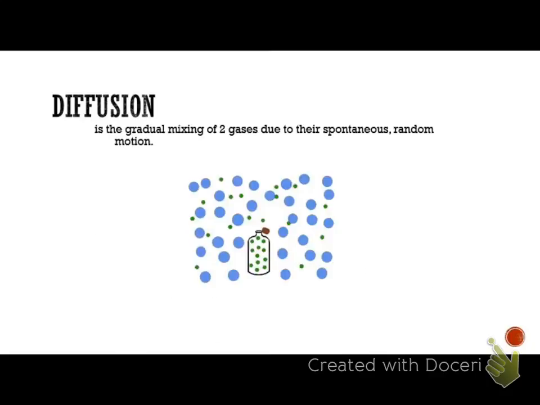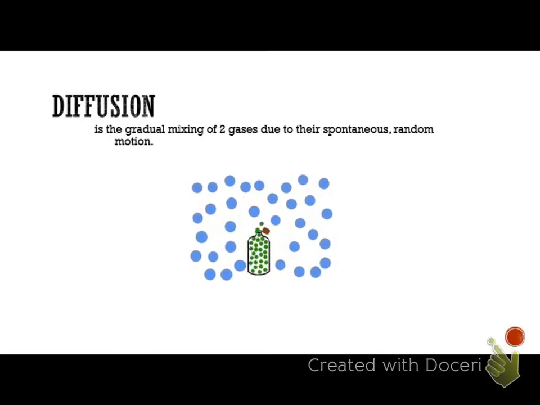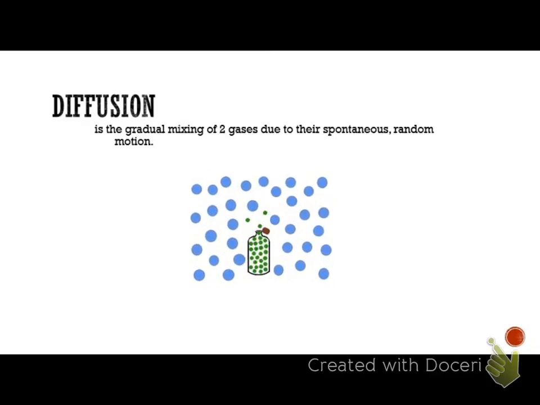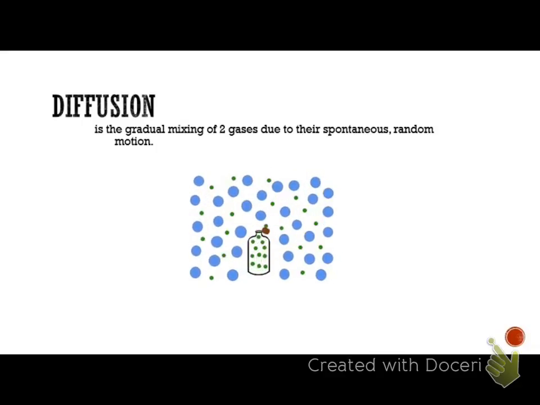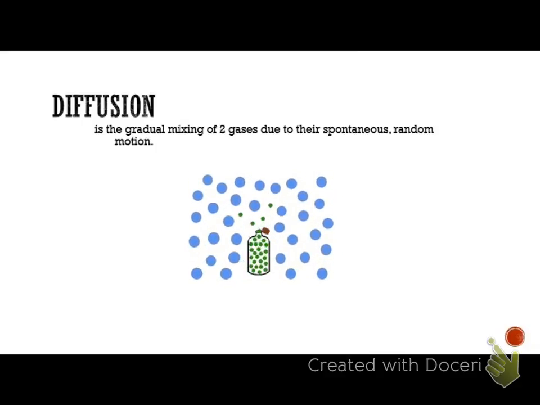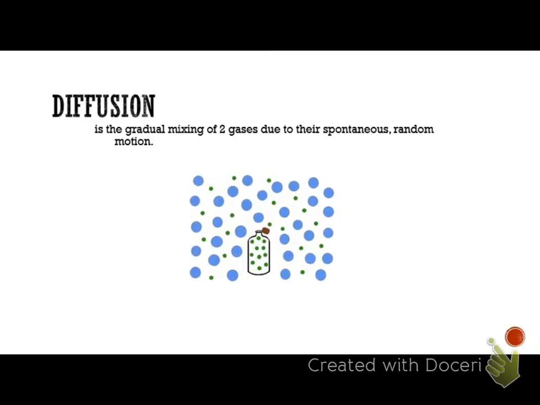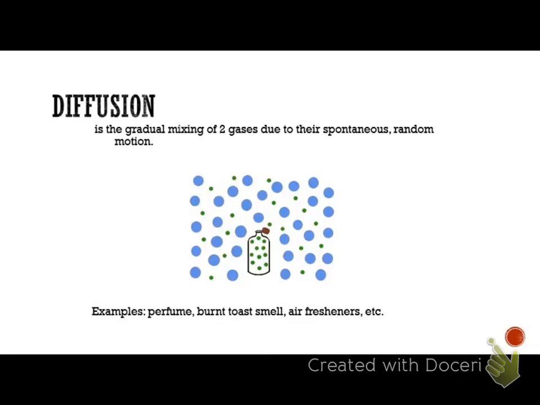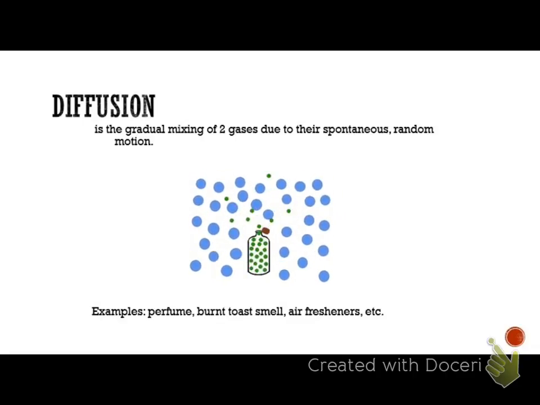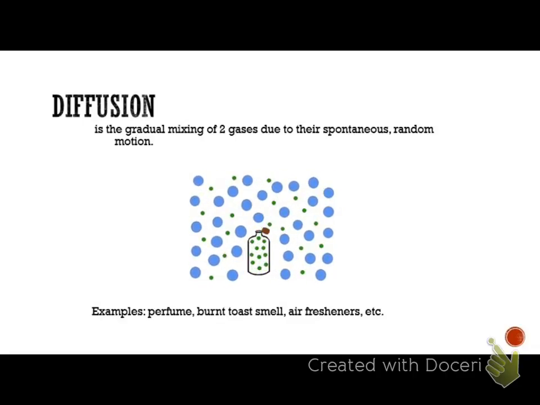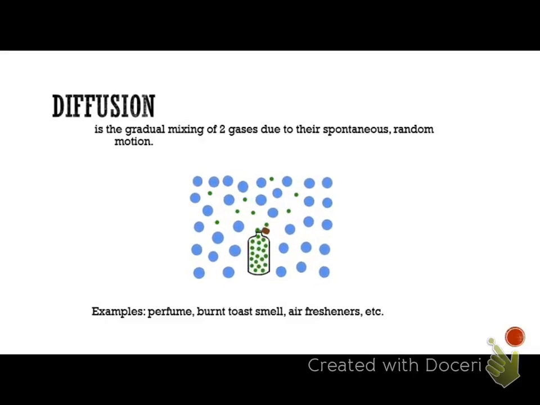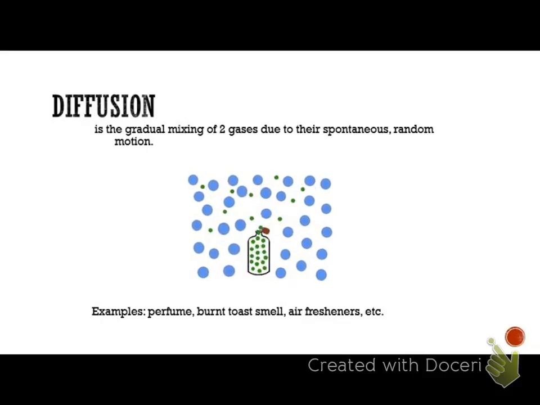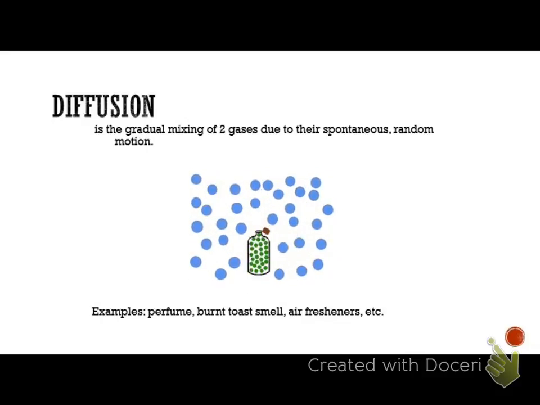So, diffusion is the gradual mixing of two gases due to their spontaneous random nature. The fact that we're in a room and we've got gas particles moving all around us, if we are to release other gas particles throughout the room, eventually you would smell it throughout the whole room. That's why we can smell perfume when someone sprays it across the room, or air fresheners, or let's say burnt popcorn. We can smell that. If someone burns popcorn down in the microwave, we can smell it 2 or 3 classrooms away. And that's because of diffusion, because it's random mixing of the particles.